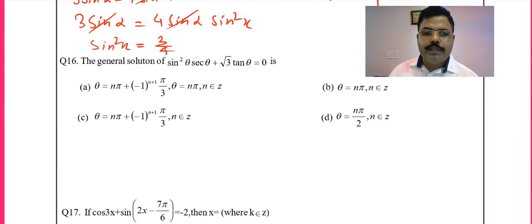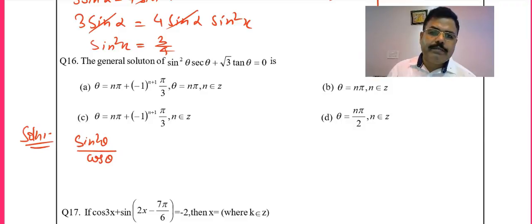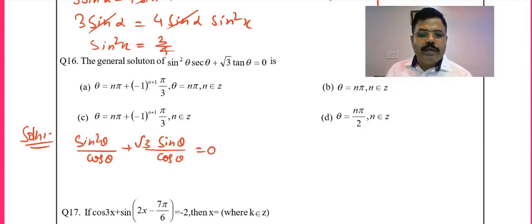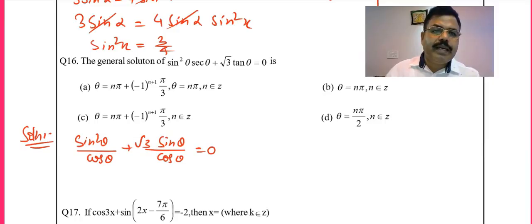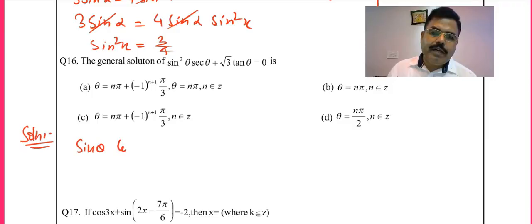16. So in question 16, I can write here solution again. Solution of this part would be like this. Sine square theta sec theta plus root 3 tan theta is equal to 0. So can I write like this? Sine square theta upon cos theta, sec theta is 1 by cos theta, plus root 3 sine theta by cos theta is equal to 0. So it will be better, or even this can be written as sine by cos, tan. We can write also this, sine by cos makes it tan, so it will be better to write in form of tan. Sine theta into tan theta plus root 3 tan theta is equal to 0.